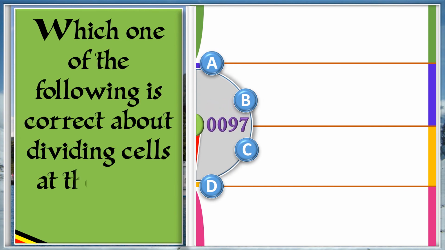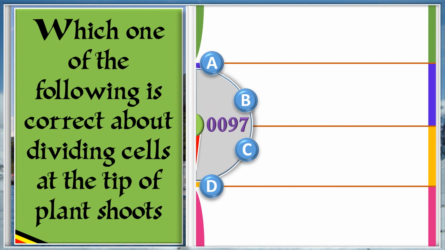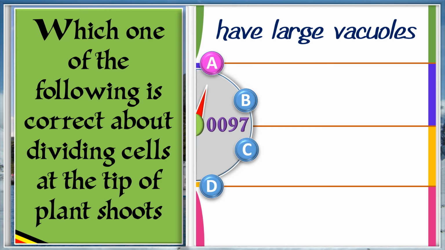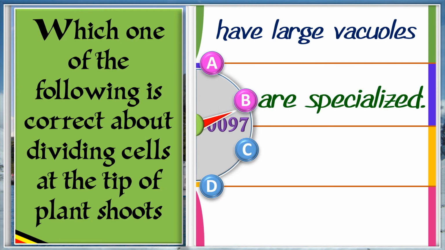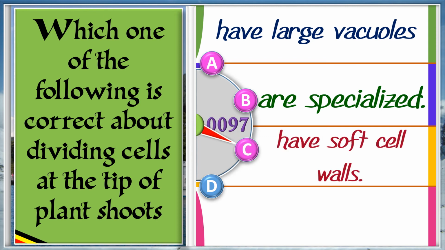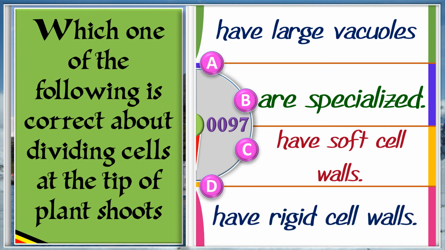Which one of the following is correct about dividing cells at the tip of plant shoots? A. Have large vacuoles. B. Are specialized. C. Have soft cell walls. D. Have rigid cell walls. And the answer is C. Have soft cell walls.